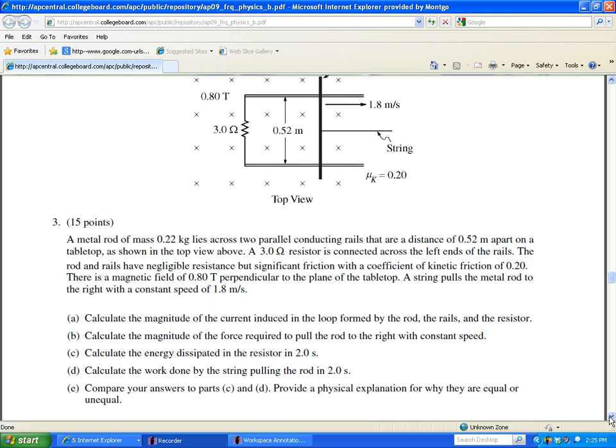So they give you all that information, and then they say, first of all, calculate the magnitude of the current induced in the loop by the rod, the rails, and the resistor. So I said, let me think about how I could do that. And if I can find my work, there it is. I said, okay, for part A.